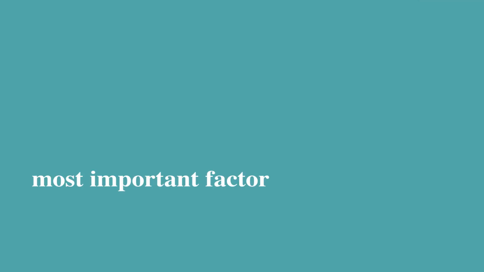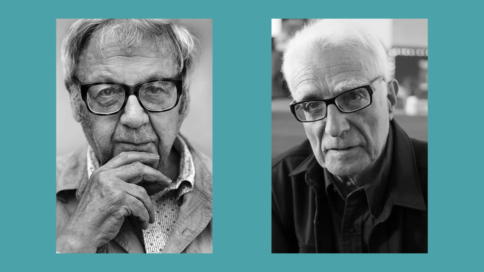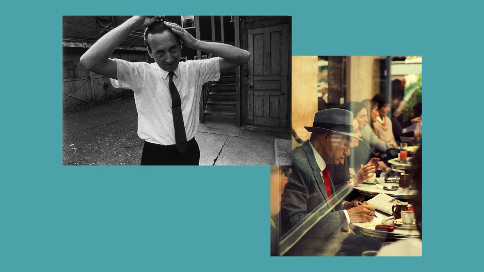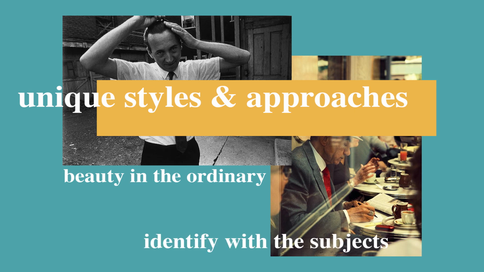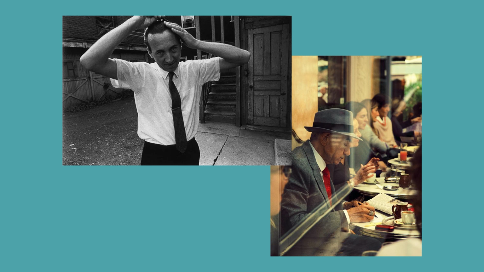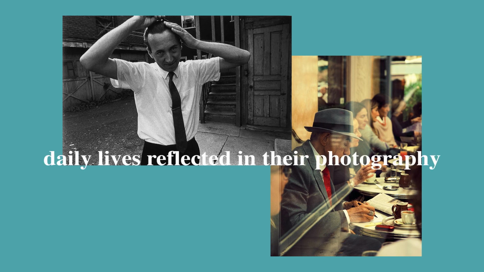I think the most important factor which helped both photographers create intimate atmospheres was that they took photos of people and objects we would often consider to be quite mundane and dismiss. Their unique styles and approaches to street photography help bring out the beauty in the ordinary and allow the audience to identify with the subjects in the photographs, or feel as though they could have seen any of these subjects while they were walking down the street. And the fact that we see our daily lives reflected in their photography is ultimately what makes them so memorable and intimate.